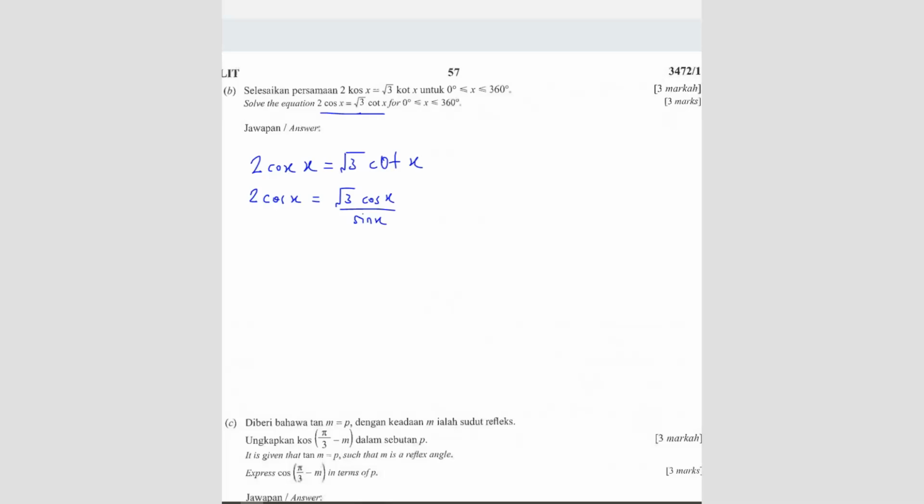Now I think some people will probably do this: you cancel the cos, because you shift. If you do that, you will get the incomplete answer, which is what we don't want. I'll show you why later.